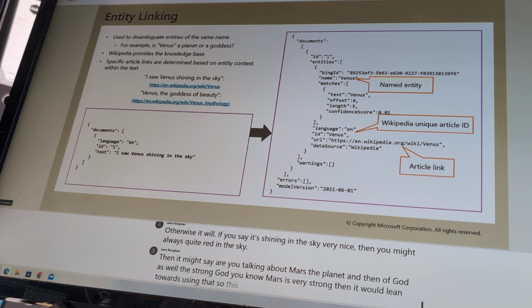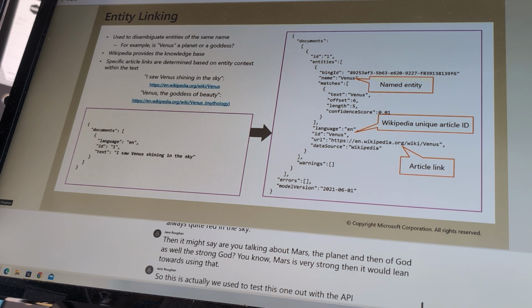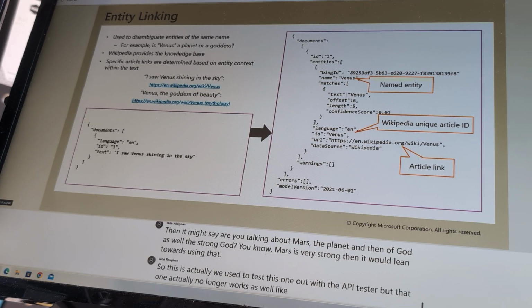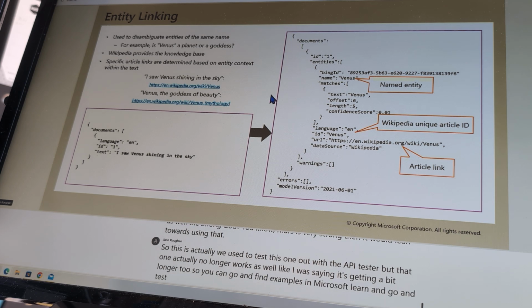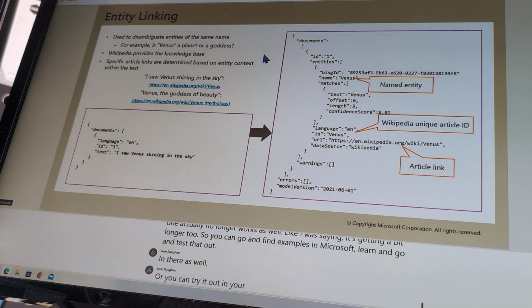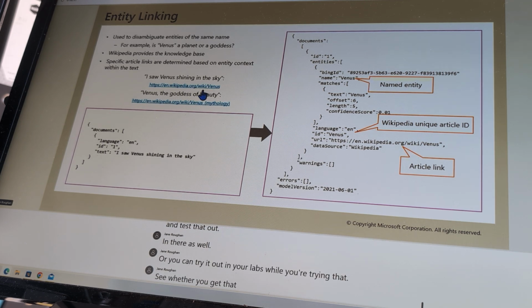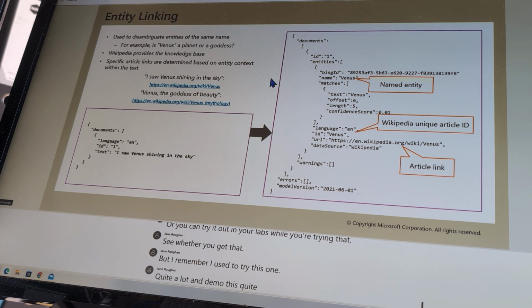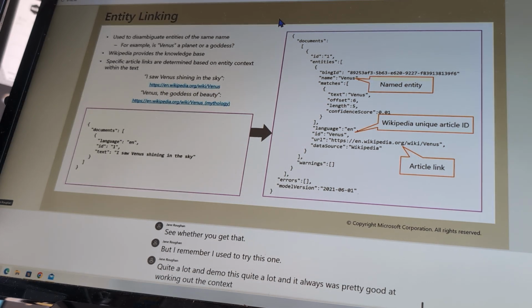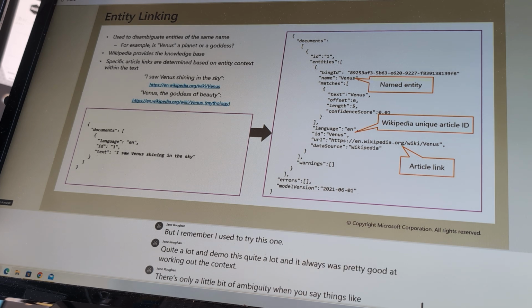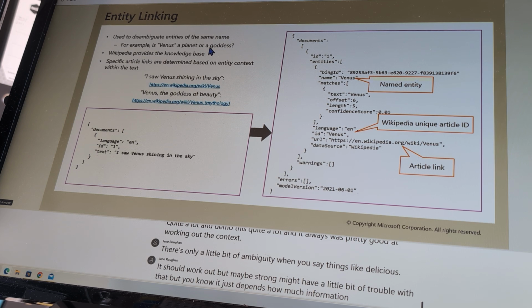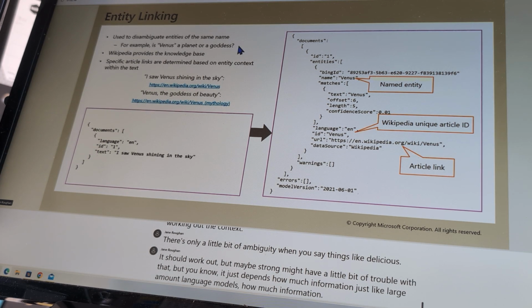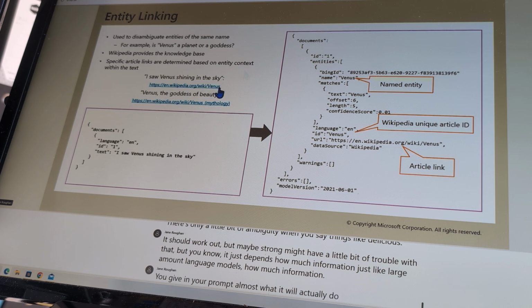So we used to test this one out with the API tester, but that one actually no longer works as well. Like I was saying, it's getting a bit long in the tooth. So you can go and find examples in Microsoft Learn and go and test that out in there as well. Or you can try it out in your labs while you're trying that, just see whether you get that. But I remember I used to try this one quite a lot and demo this quite a lot, and it always was pretty good at working out the context. There's only a little bit of ambiguity when you say things like delicious, it should work out, but maybe strong might have a little bit of trouble with that. It just depends how much information, just like large language models, how much information you give in your prompt almost, what it will actually do. So your prompt is your text in this case.